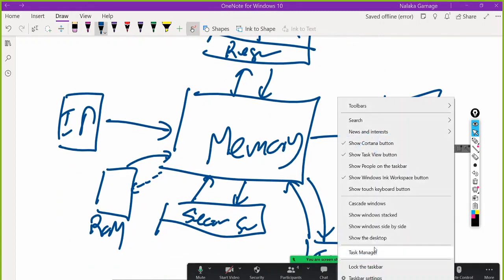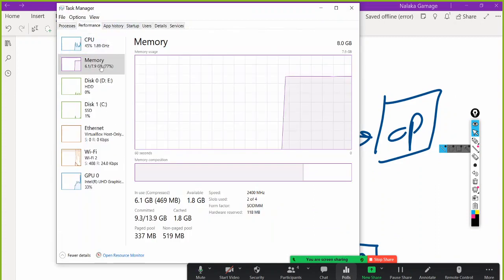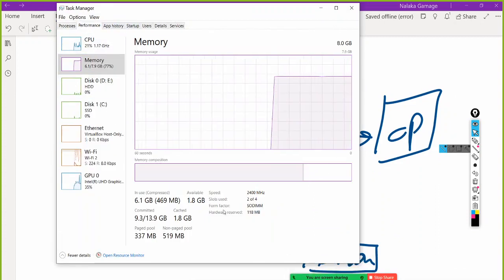Now if you look at my memory performance, you can see I have 8 GB, currently 6.1 GB is used. Do you think that this 6.1 GB contains data? What do you think? What does this 6.1 GB contain? All the data? No, sir. Then what is this 6.1 GB used for? Instructions, sir. Yes, right. The moment you boot your computer, at least 3 GB is already in use. So what is that 3 GB?